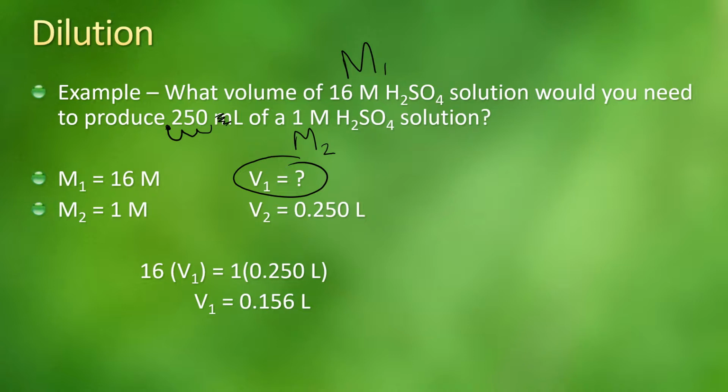We simply multiply the right side of the equation and divide by 16, getting V1 by itself, finding that you would need 0.156 liters of this 16 molar solution.